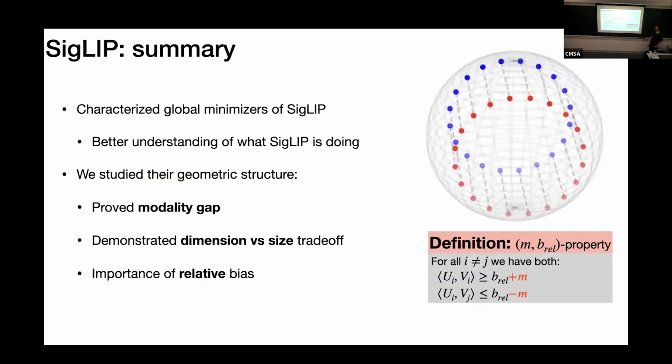All right, so let me wrap up. We characterized the global minimizers of SigLIP, which is this popular contrastive pre-training model. We got some understanding of what SigLIP is doing. We understood that the modality gap is unavoidable, at least in a big part of the parameter regime. We understood something about the dimension versus size trade-off. And there are many, many more questions and a lot left to do. So I'll end there. Thanks very much.